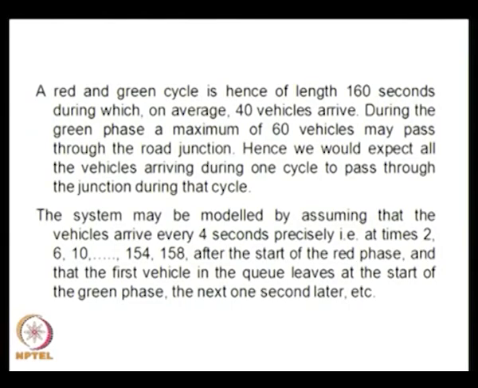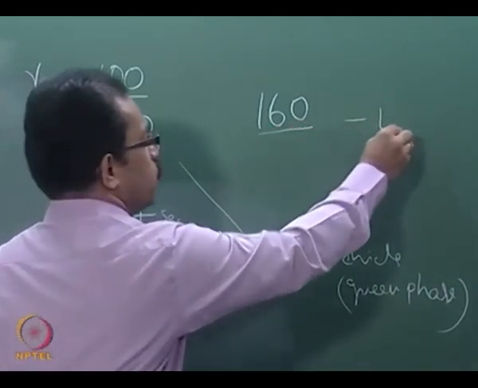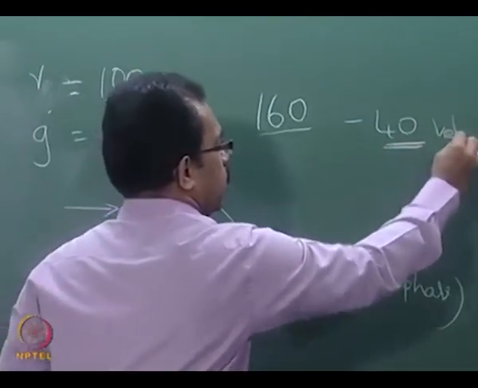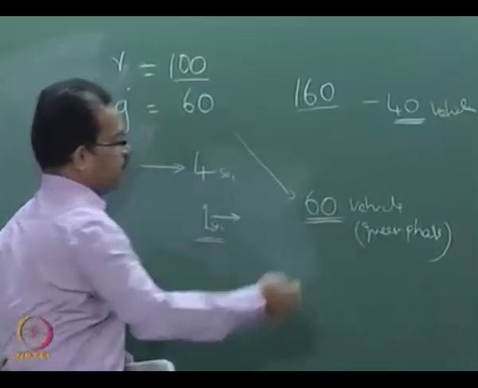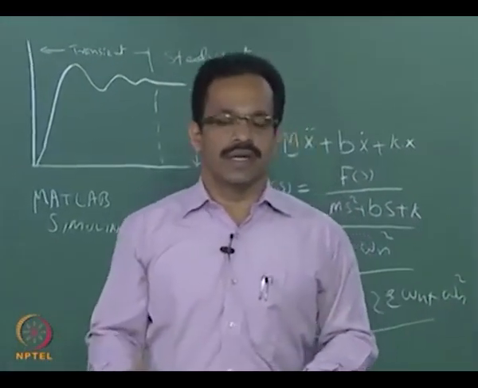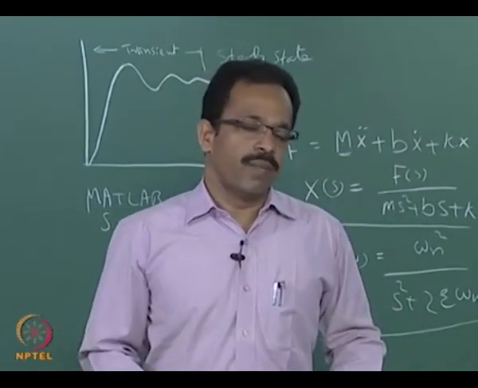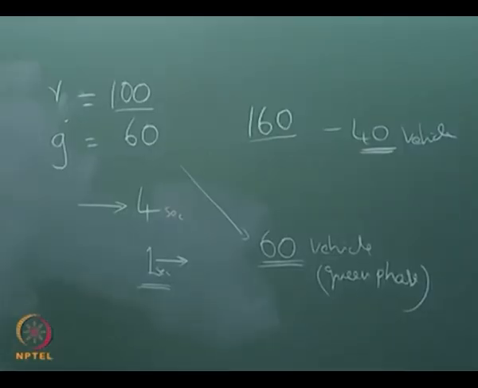Now, 40 vehicles will arrive. During the 160 seconds, we can expect 40 vehicles to arrive during this phase. Initially we can have 60 vehicles passing through the green phase. So that means there will not be any pile up of vehicles. During one green phase all the vehicles can pass through, because 60 can pass through and we have only 40 vehicles arriving.